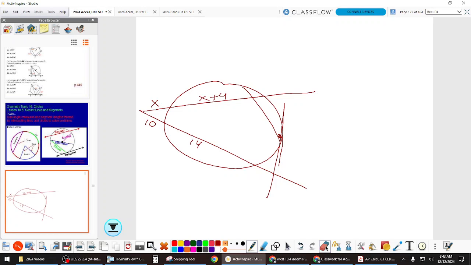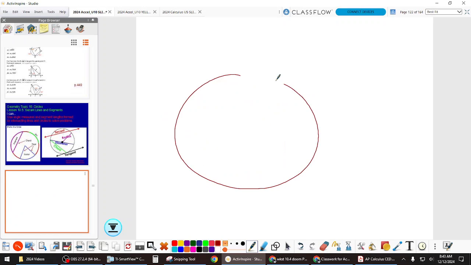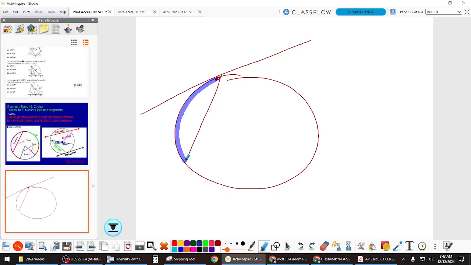Let me clean up my picture a little bit. Tangent, chord, talking about that angle. How do you find that? Okay, that's tangent, chord. Half of the intersecting arc. Yeah, so it's half of this arc right here.